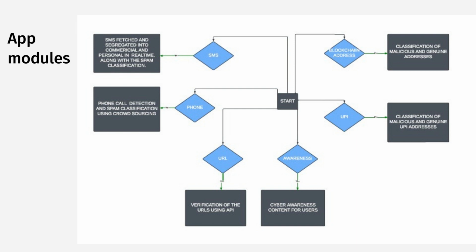Next, we'll move on with the app modules. There are 6 major app modules in our application, that is SMS, phone calls, URL, UPI ID, blockchain address, and cyber awareness.